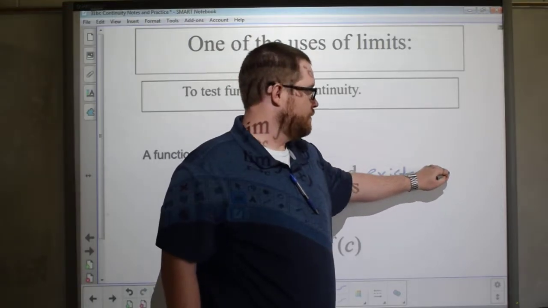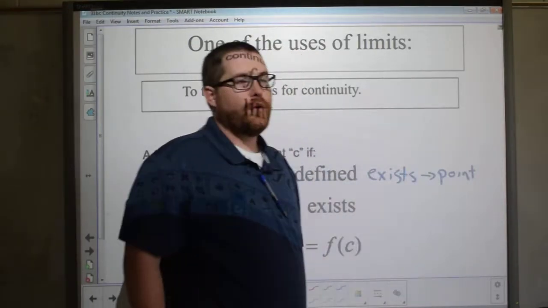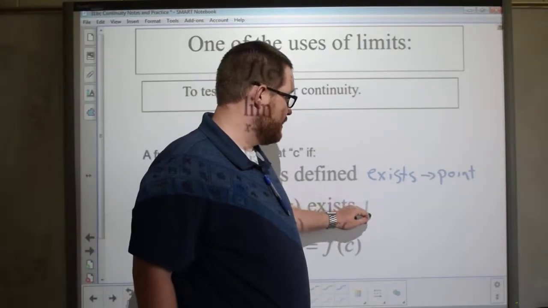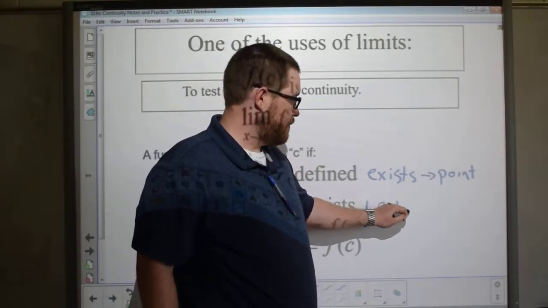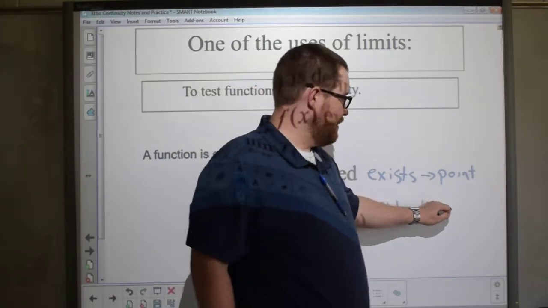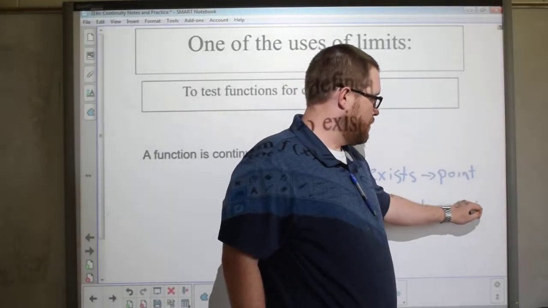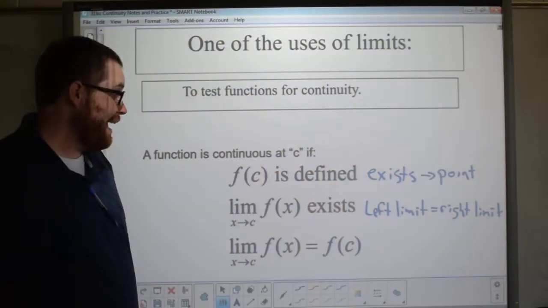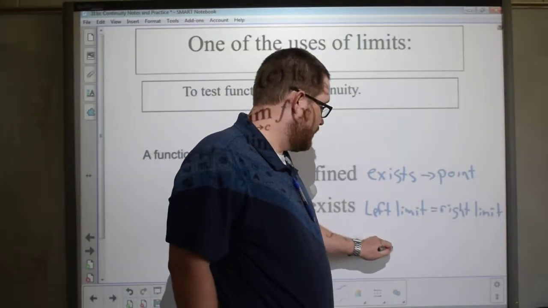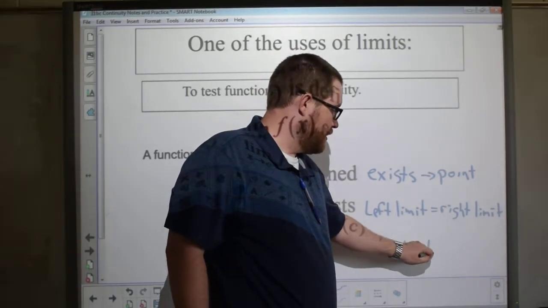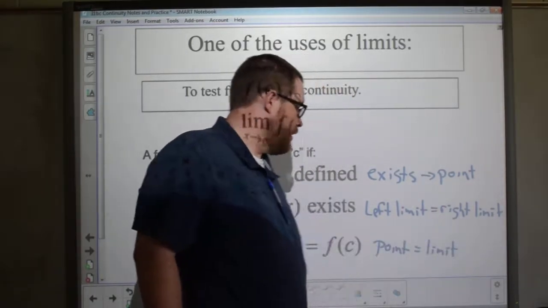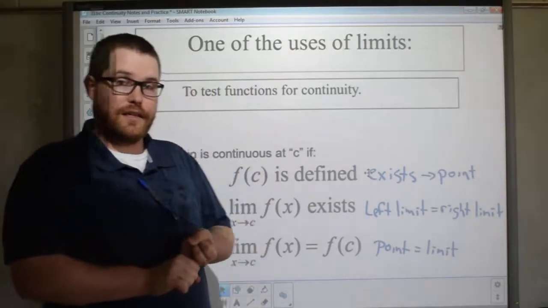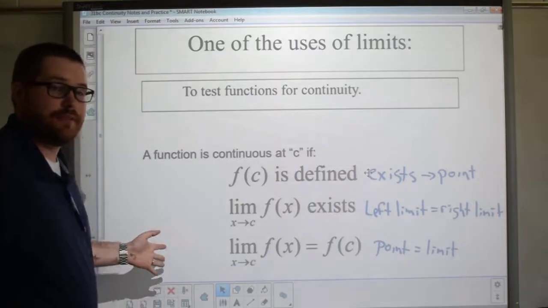There's a point there. So is there a point there? The limit exists. That means the left limit equals the right limit. Both sides are going to the same place. The left and right side are going to the same place. And if the point equals the limit. So, when is something continuous? When the point exists, when the limit exists, and they're both the same thing.